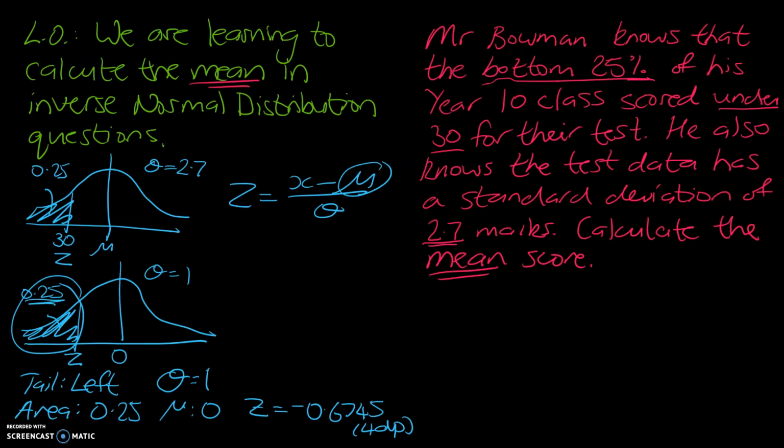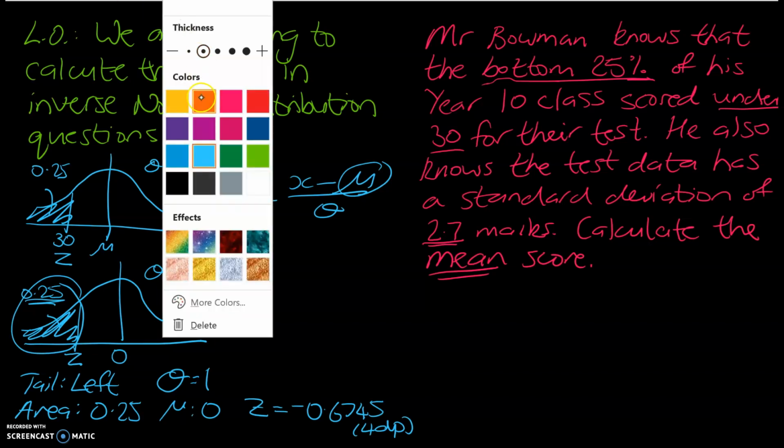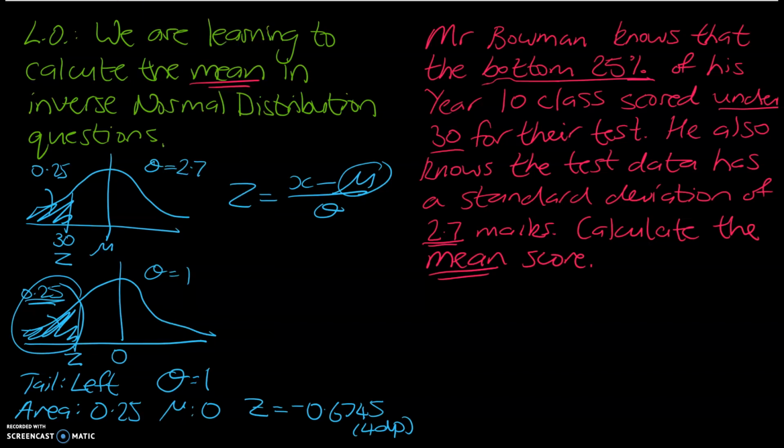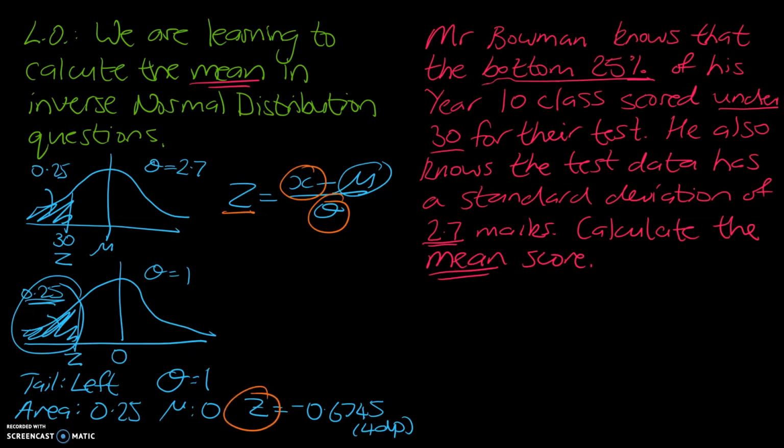Now that we have a z value, I'm just going to change colors to an orange pen so we can see the next step. We need to substitute in all the values that we know into our formula. So we know the z value that's given us down there, so negative 0.6745, that is going to be equal to x from our original graph, which is 30, minus the mean, that is what we're trying to solve for, divided by the standard deviation from the original question.